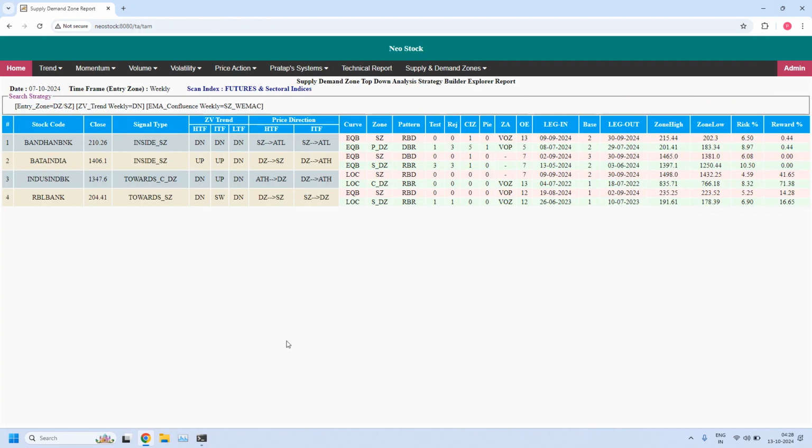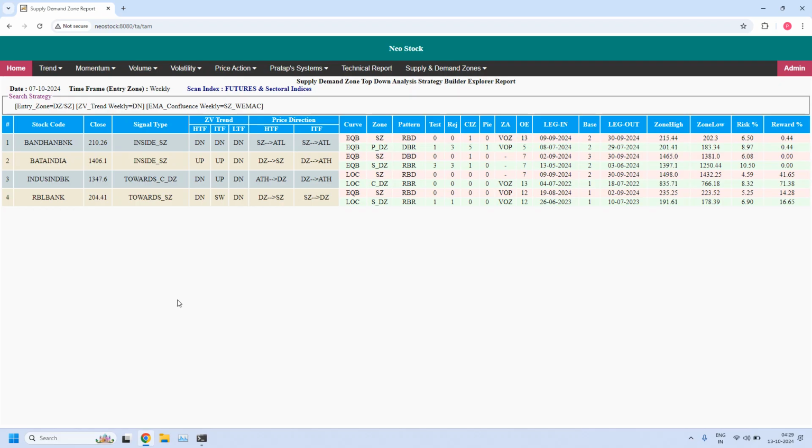So these 4 stocks, you can focus on these 4 stocks. Out of these 4 stocks, 2 stocks are already priced closed inside the supply zone. Earlier also I think they were filtered. Okay.